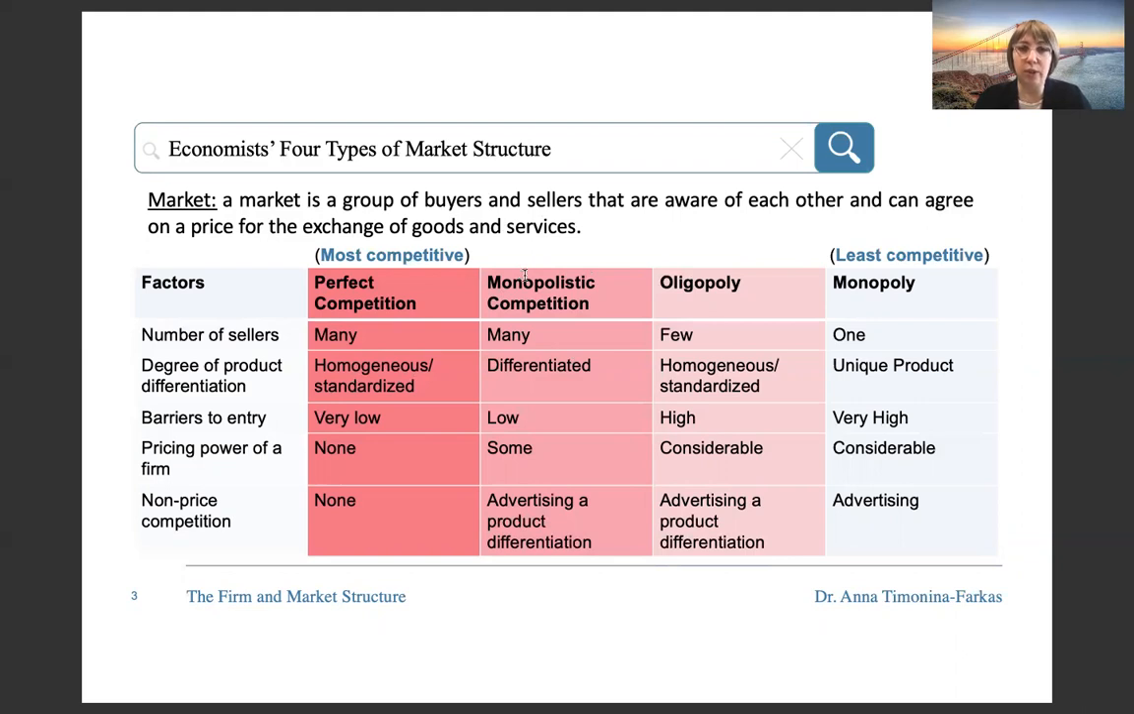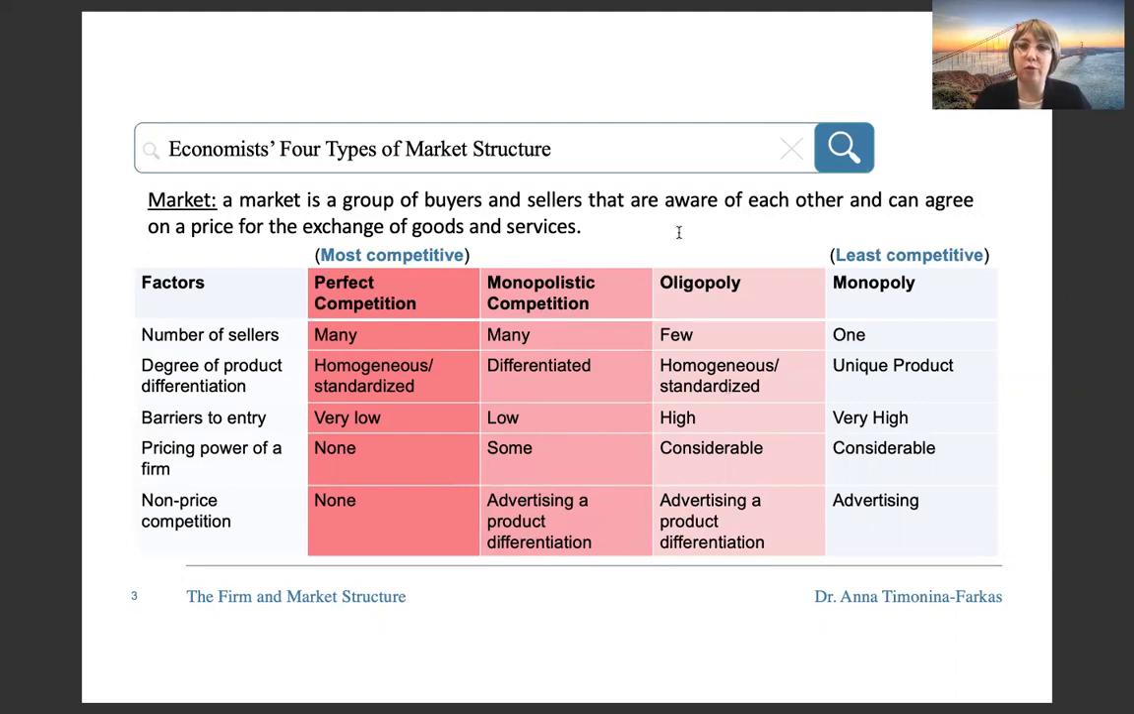The second type of market structure which we consider is monopolistic competition. The main difference between monopolistic competition and perfect competition is in the fact that products can be differentiated in monopolistic competition. Because of this differentiation, there is, first of all, a non-price competition, for example, by advertising. One company advertises its product as a better product than the one produced by another company. And there can be also some pricing power because of this differentiation. However, similarly to the perfect competition, there are many firms in monopolistic competition and low barriers to enter.